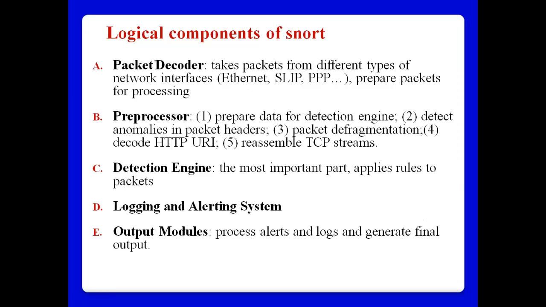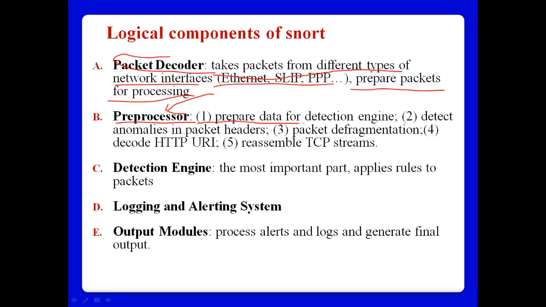Okay, packet decoder, I already explained this one. At first, it takes the packet from different types of network interfaces, for example Ethernet, SLIP, PPP, or gigabit, and then prepares the packet for processing by the preprocessors. The preprocessor has 5 steps to process this kind of packet from the packet decoder.